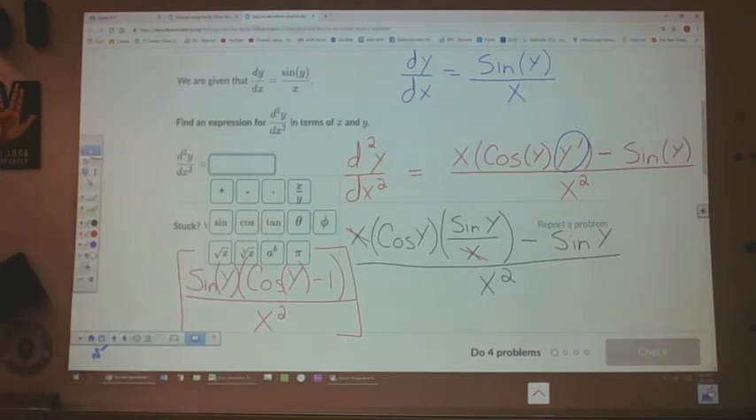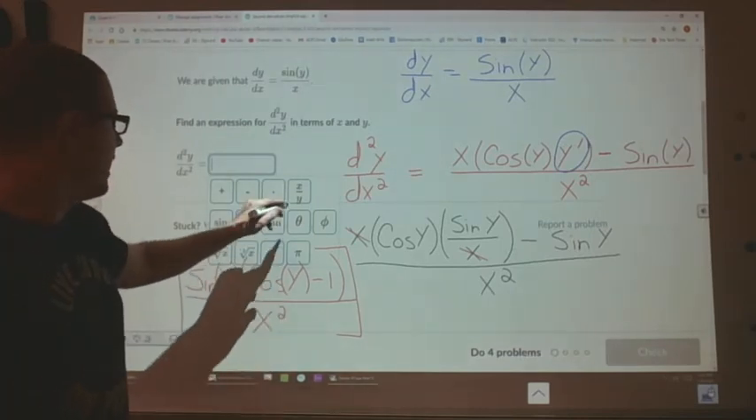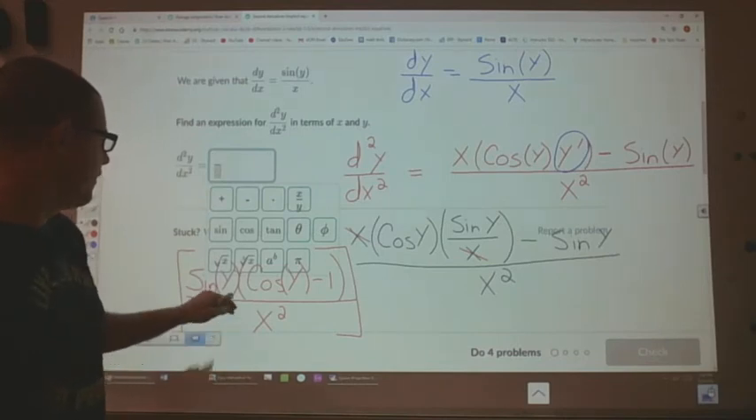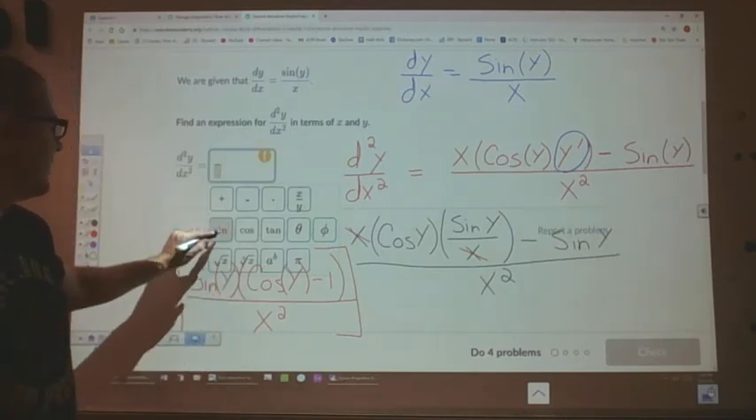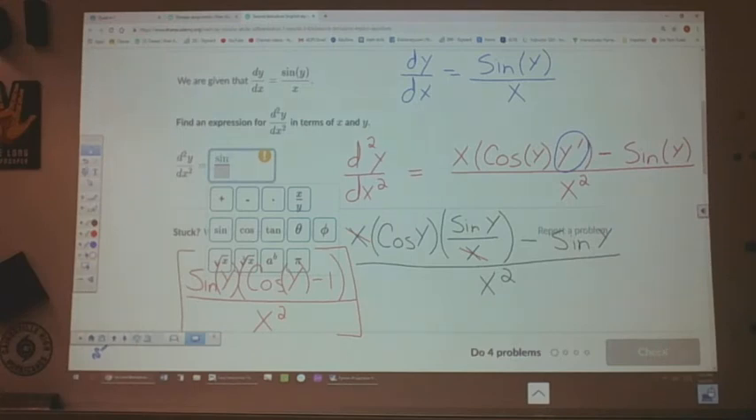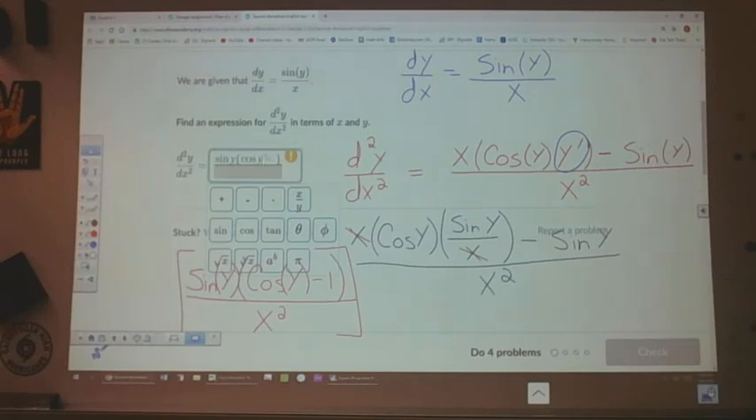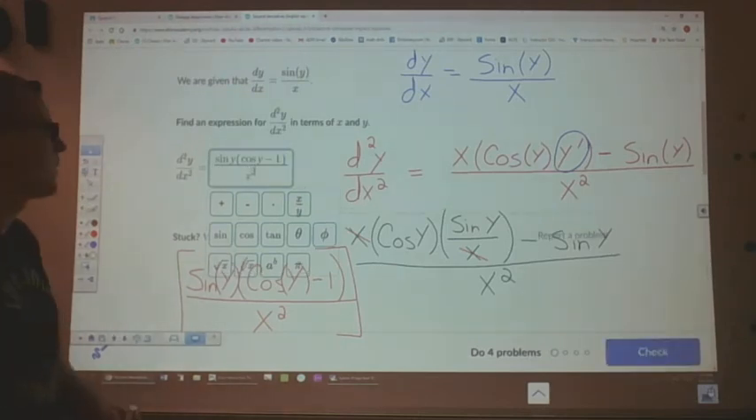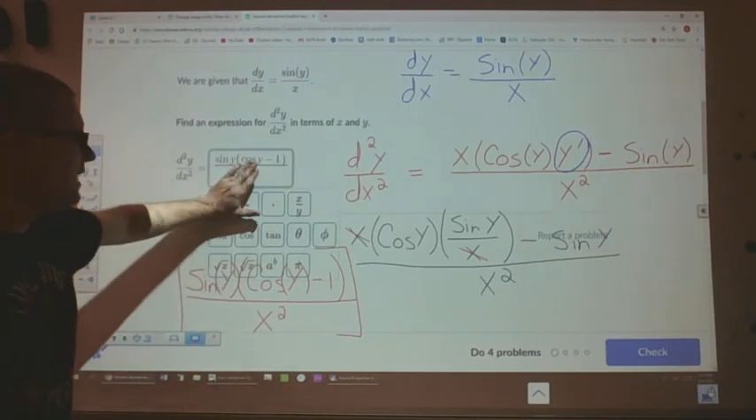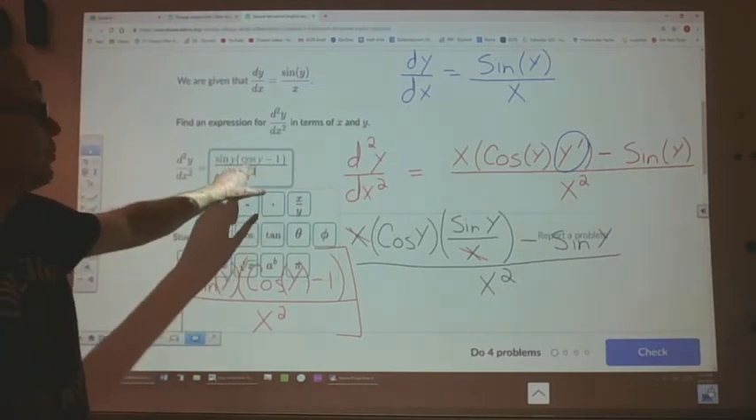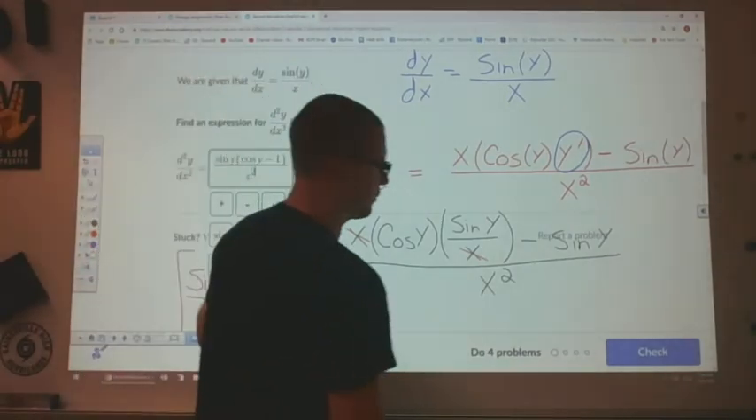There. So first thing I know, it's a fraction. So I'm going to put the fraction in first. And then the top is sine of y. And we're going to put a parentheses. Cosine of y minus 1. And then on the bottom, we just need the x squared. Now, I don't know if it needs the parentheses. It shouldn't need the parentheses in the cosine, but we'll see if it checks this off correctly.